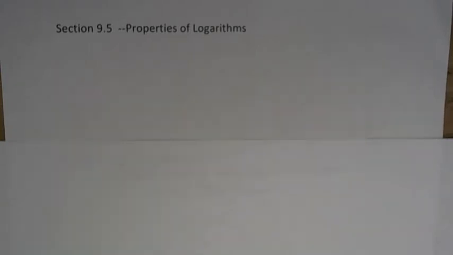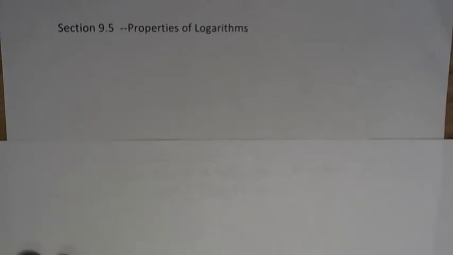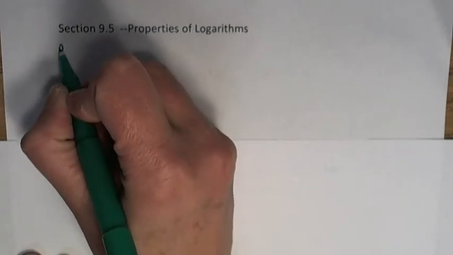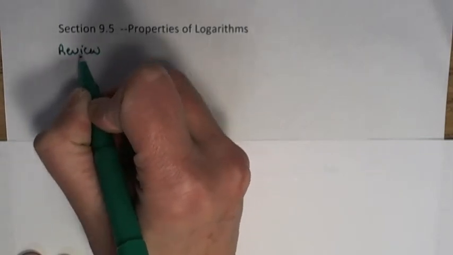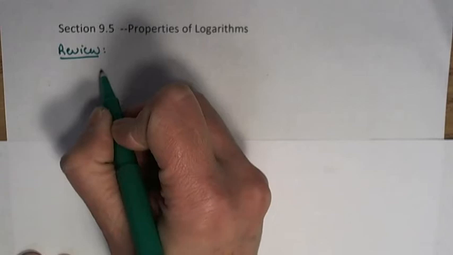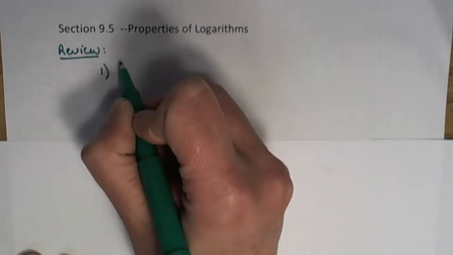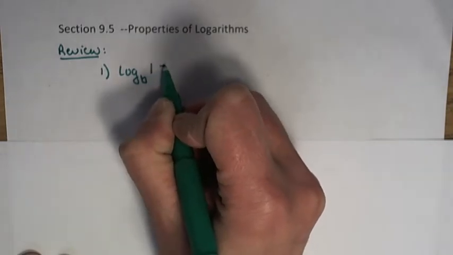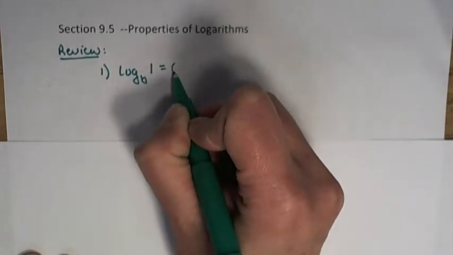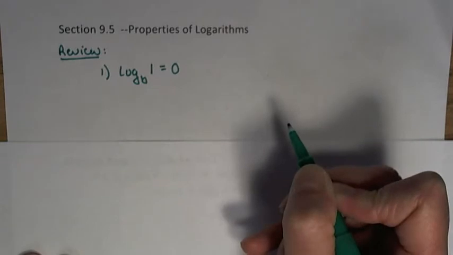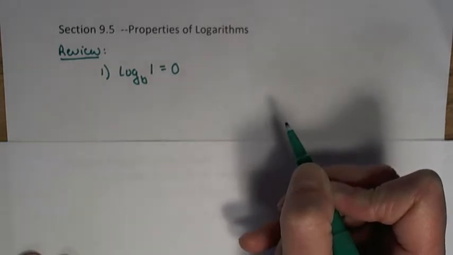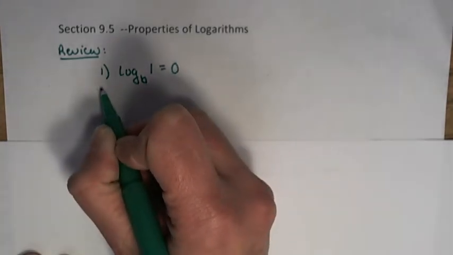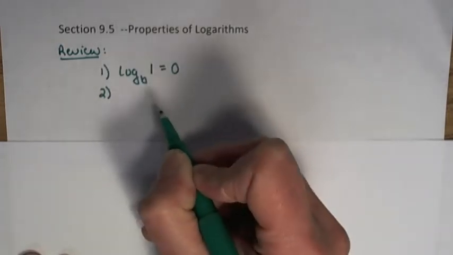Hello and welcome to section 9.5, Properties of Logarithms. Before we talk about the three properties in this section, let's review some very basic properties we've talked about already. The first one is, log base b of 1 is always equal to 0. And again, that can be a useful property to look at when simplifying an expression or an equation.